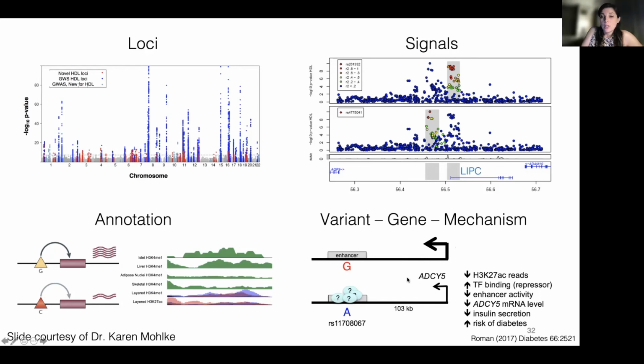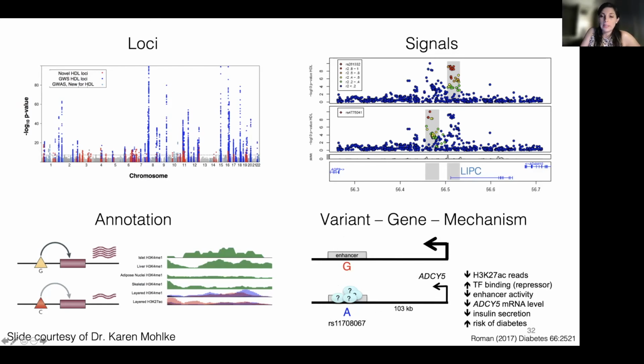And this is actually a real example of variant to gene to mechanism that had the pattern of decreased H3K27 acetylation, increased transcription factor binding, and it was actually a repressor. So it wasn't an enhancer at this point. So that's why there were decreased open chromatin regions. It wasn't as much of an enhancer as a repressor at this point. Decreased enhancer activity, decreased ADCY5, decreased insulin secretion, and increased risk of diabetes. So this is kind of the wild type state, and this is the disease state, which is associated with diabetes.